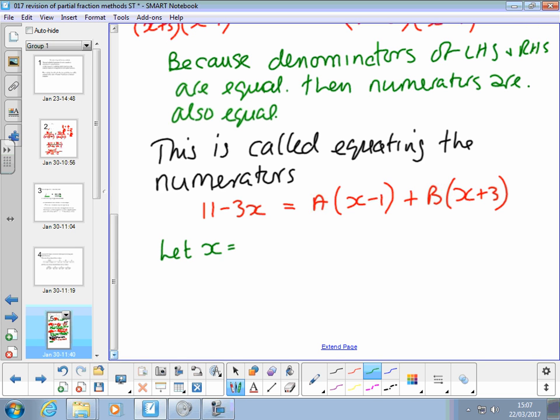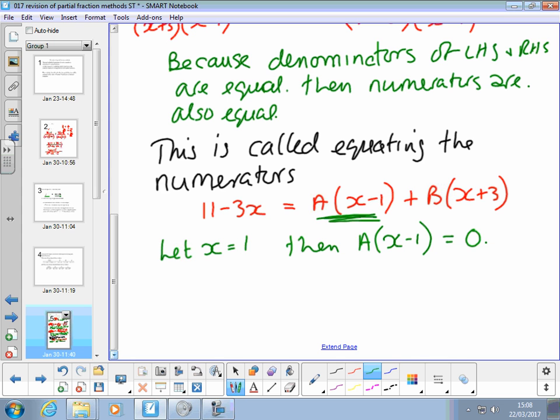What happens if I let x equal 1? A will be a, but then a(x minus 1), that term becomes 0. Yep. By letting x equal 1.